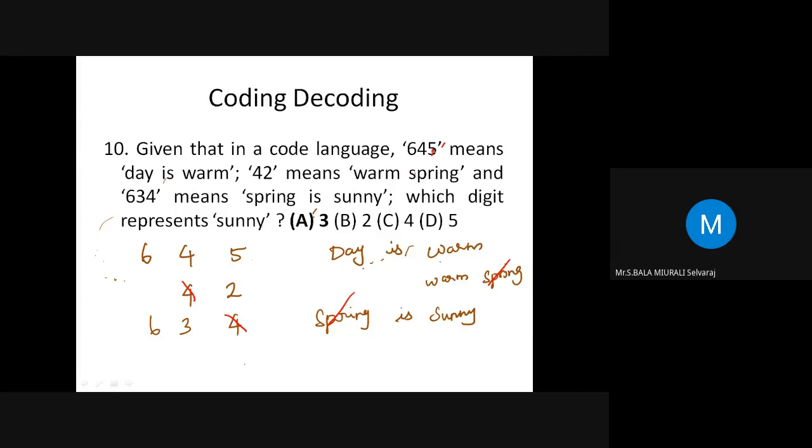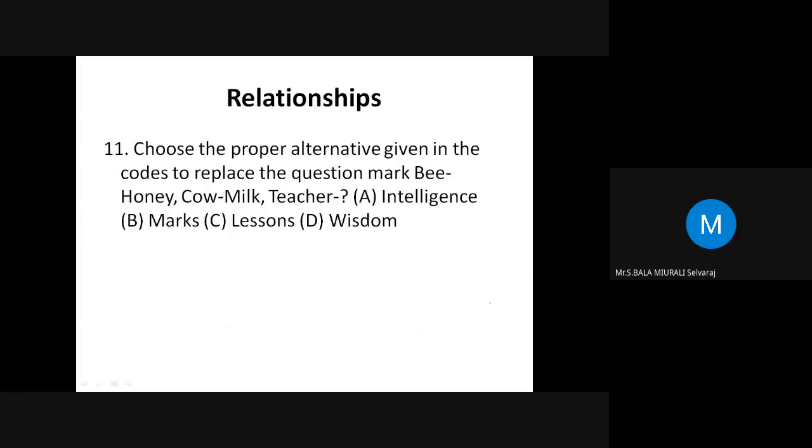Then we have to cancel 6, sir. Yes, that gets cancelled. So 3, and naturally sunny refers to 3. That's all. Three. Clear? Yes, sir. Okay, this is pretty easy.